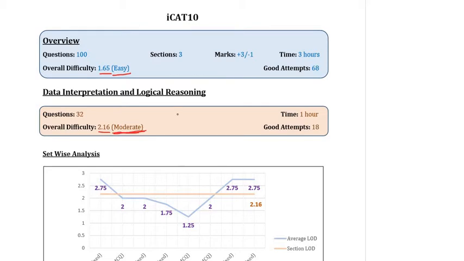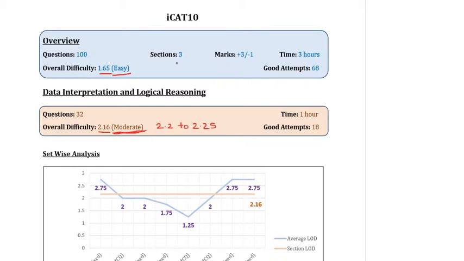Now, generally in the exam, DILR has a difficulty level somewhere around 2.2 to 2.25. So on the whole, you can say that it was more or less at par with what you could expect in CAT, with it being slightly simpler considering that this was supposed to be an easy mock. The number of good attempts in DILR have been mentioned as 18, but we'll come to that a little later.